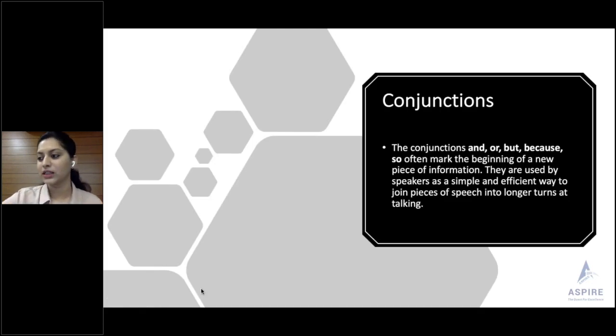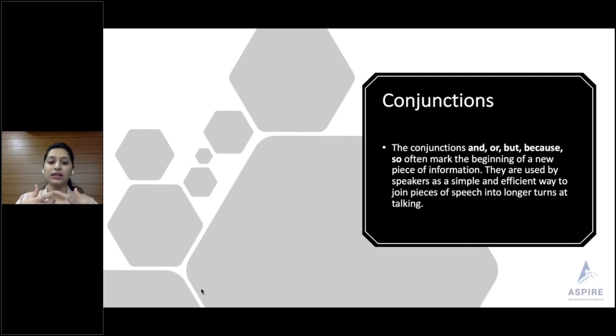All right. So conjunctions: and, or, but, because. Basically the connecting words between two sentences, they often mark the beginning of a new piece of information. So they are used by speakers as a simple and efficient way to join pieces of speech into longer turns at talking. So let me just explain it in a little more detail.